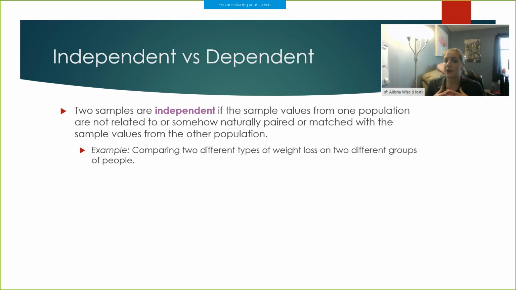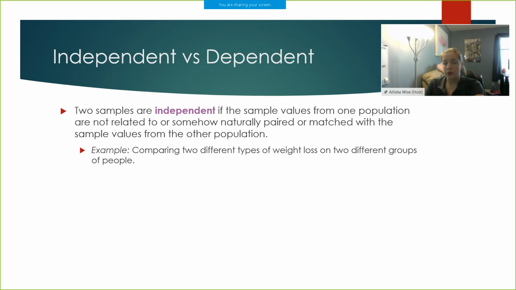But for example, comparing two different types of weight loss on two different groups of people. So one group is given the placebo pill and one group is given the actual pill. That would be independent because they're not relying on one another or they're not matched up. And that'll make more sense once we talk about dependent. But independent, they're not relying on one another. They're independent of each other.